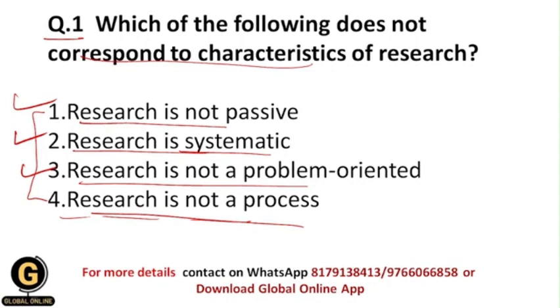So basically students, research is always a process, which is a systematic process, and that's why the correct answer to this question is 4, because research is not a process is not a characteristic of research. Okay, that's why this is the correct answer for this question.